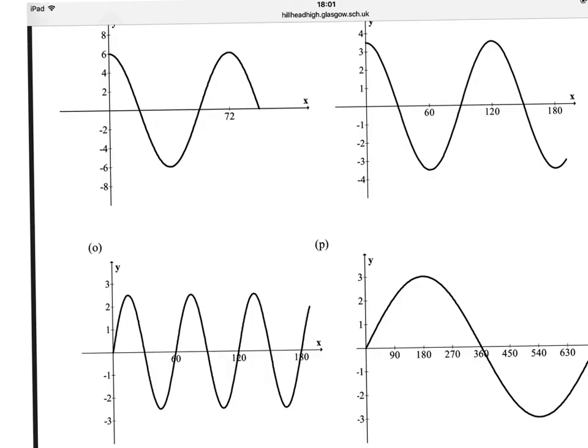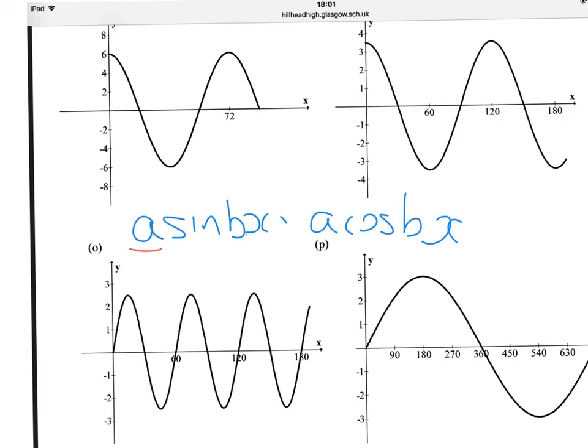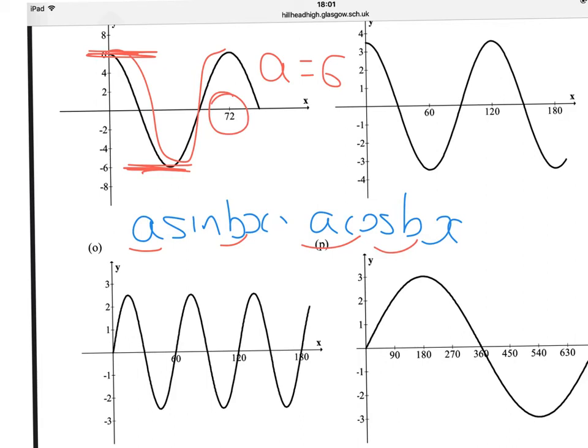Okay, so again, it's a sine bx or a cos bx, and we're identifying A and B. So again, A is the amplitude, half the total vertical height, so up to 6 down to -6. That's 12, half that, and A is equal to 6. There's 1 complete curve in 72 degrees. That means that there would be 5 complete curves in 360.